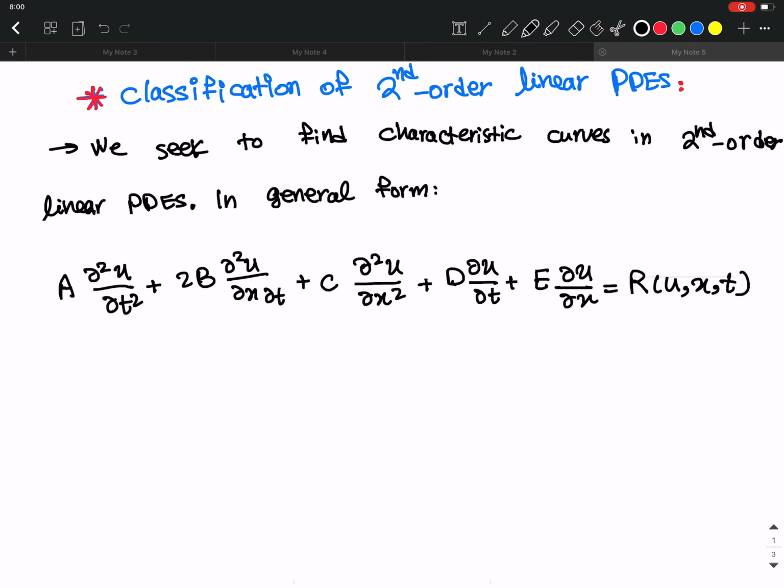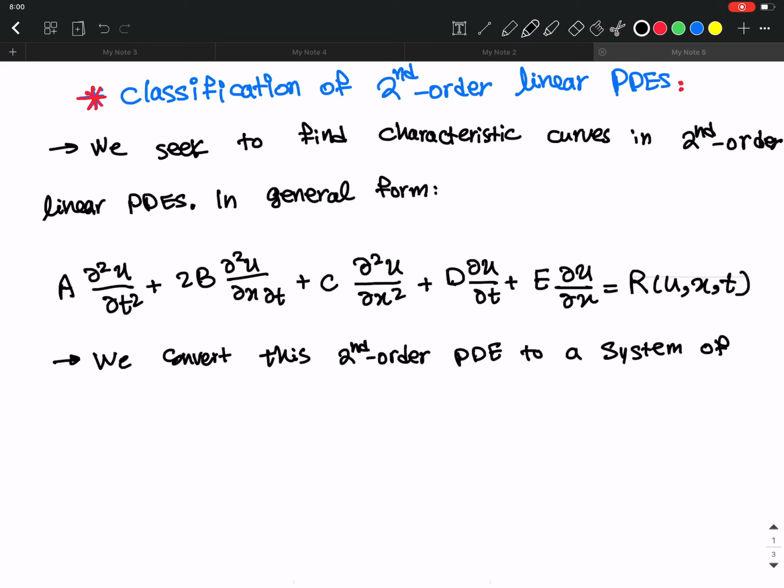And now, in order to find the characteristics in this general form, we convert this second order PDE to a system of first order equations. So we convert this into a system of first order equations, and after that we will find the characteristic curves in this equation.